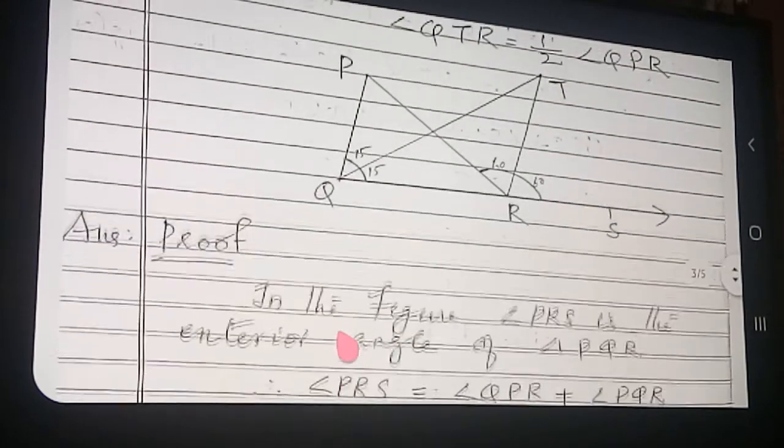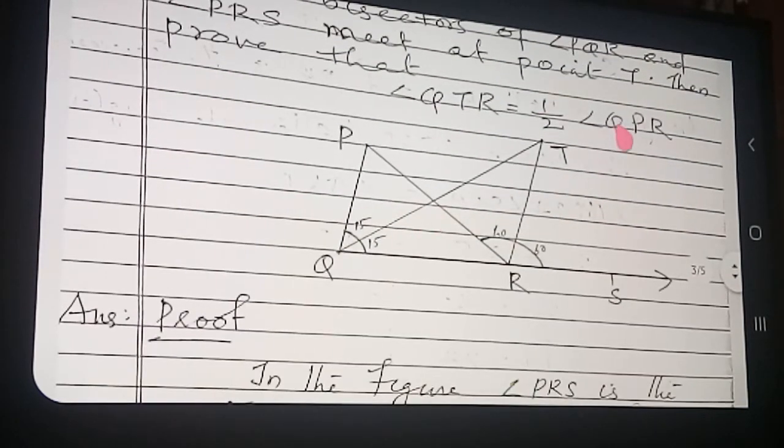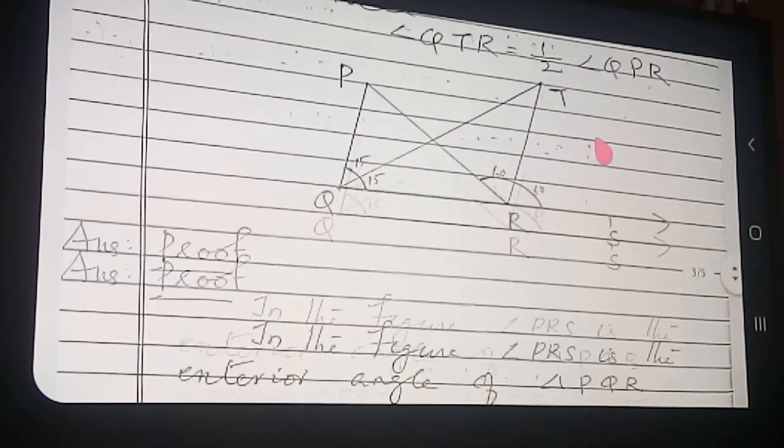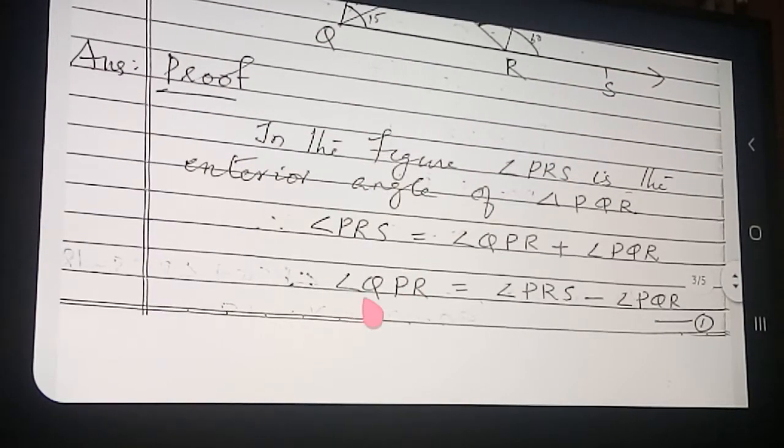What's the reason for writing QPR? Because you need QPR in the question, so I have written QPR here. So what is QPR? QPR is equal to PRS, and the angle QPR here brings this side. So what will we write? Angle QPR equals angle PRS minus angle PQR. Keep it as equation number 1.